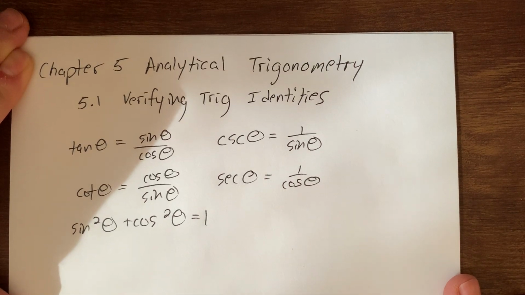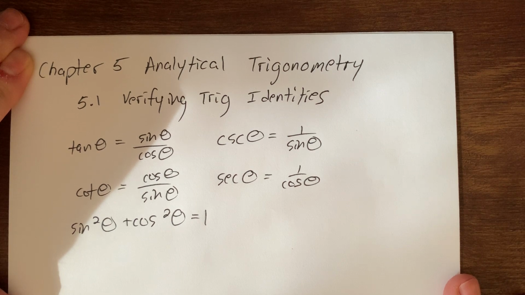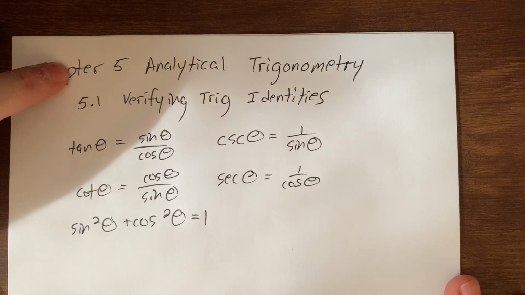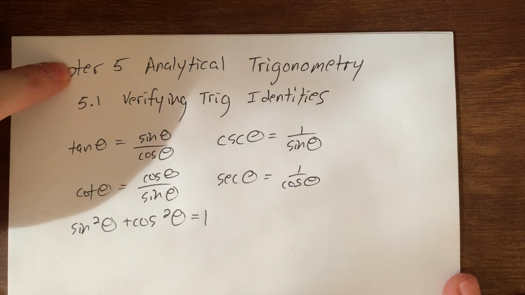In this video, we'll move into Chapter 5, which discusses analytical trigonometry, and specifically we'll get into Section 5.1, which talks about verifying trig identities. But just one moment talking about the big picture of Chapter 5.